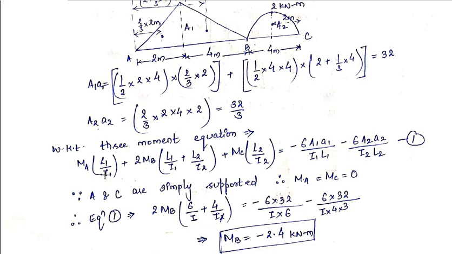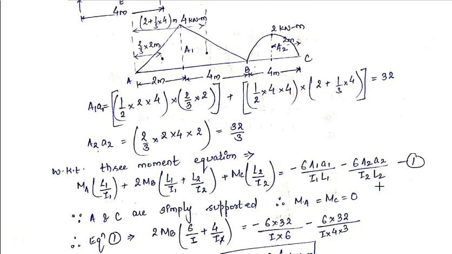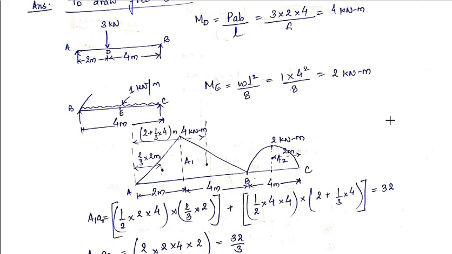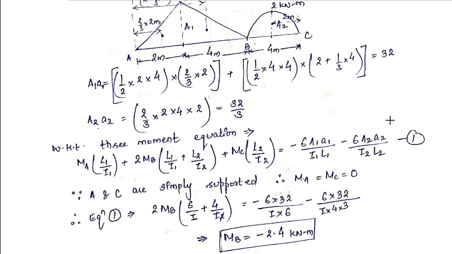Now the moment of inertia, that is capital I, is the same for both the spans AB and BC. So I1 will be equal to I2, equal to I, and we will take them as I. Since A and C are simply supported, if you see the diagram of the continuous beam in the question, the supports A and C are simple supports, and at the simple supports the bending moment is 0. So the values of MA and MC will be 0.